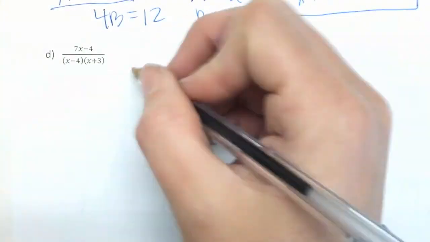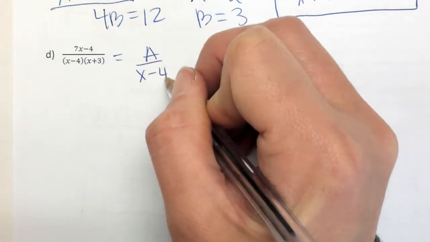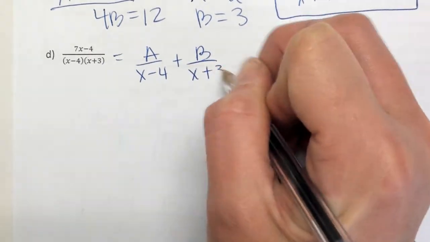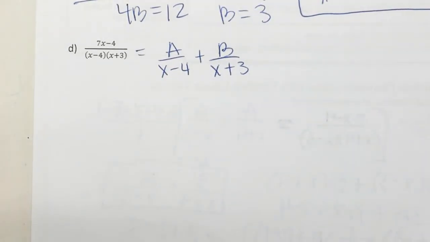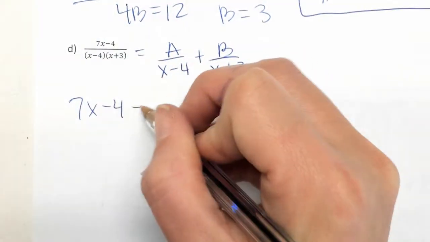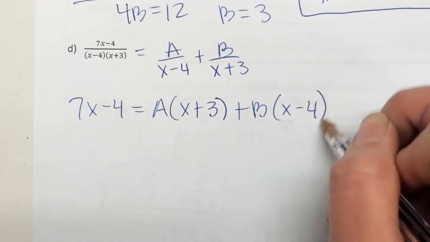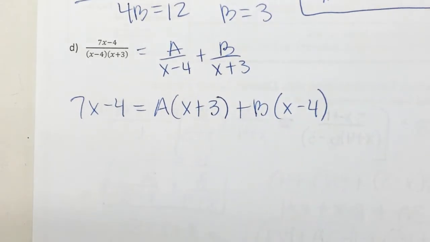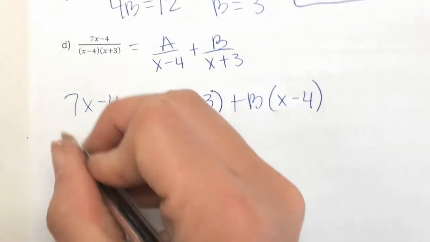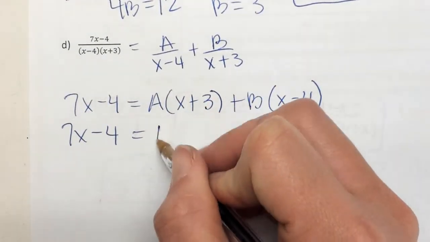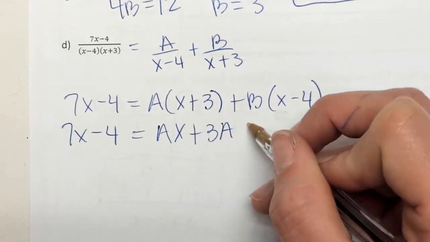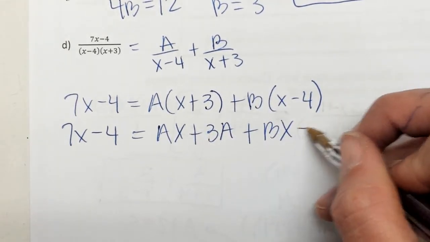Alright, so this one I'll set it up first as a over x minus 4 plus b over x plus 3. Alright, what do I write from here? Alright, Darren, what would I do from here? Distribute. Okay, so tell me what I get if I distribute the a. ax plus 3a plus bx minus 4b. Very good.